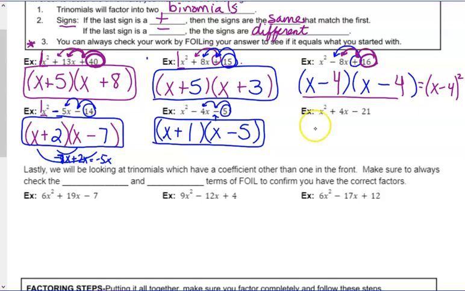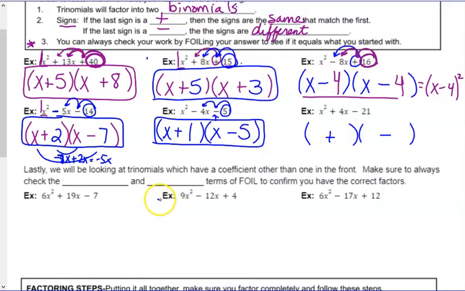All right, and our last one like this, we have two. If you want to pause this and try this one on your own, that would be a good thing. Or we can just barrel through that. Notice the last sign is a minus, so they are different inside. So we have a plus and a minus.